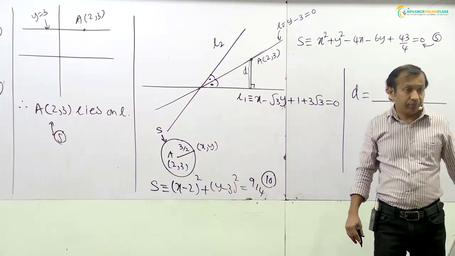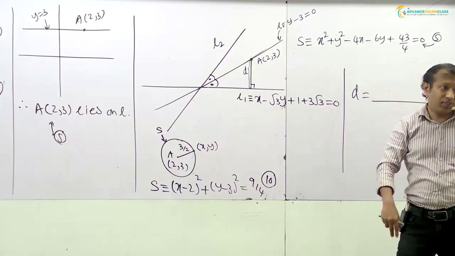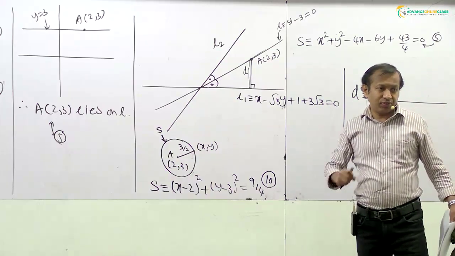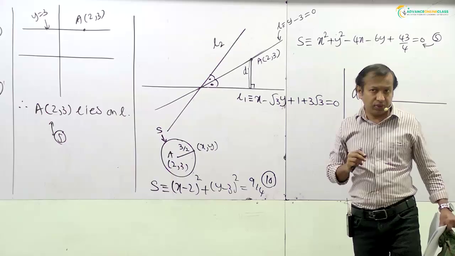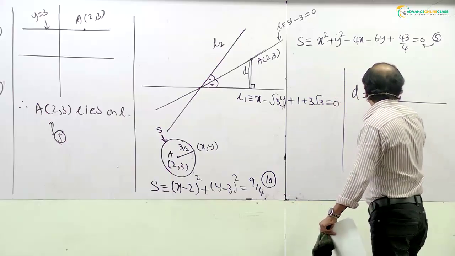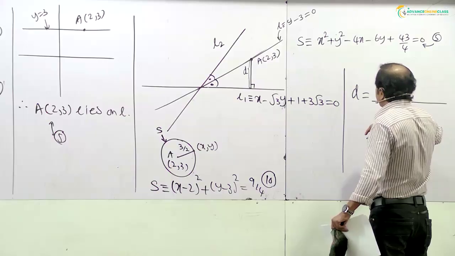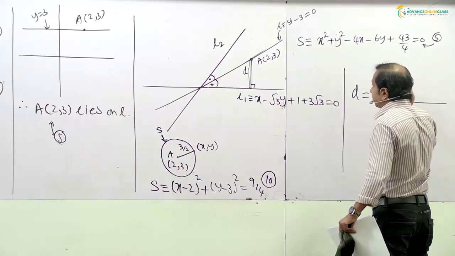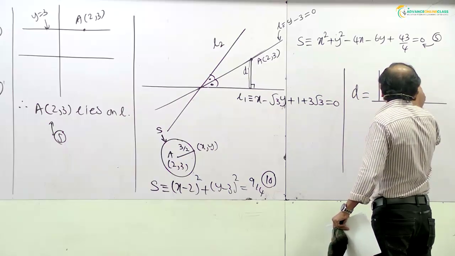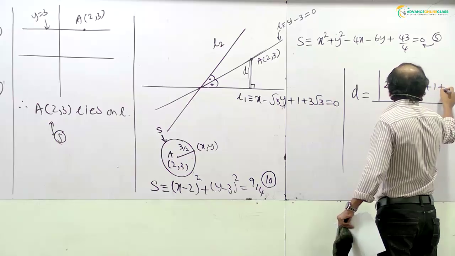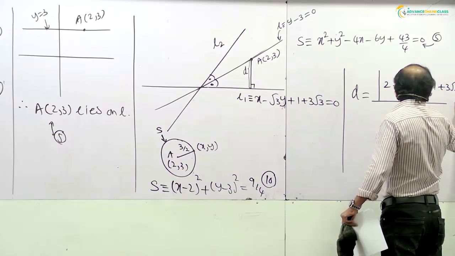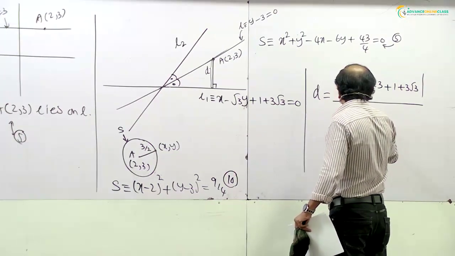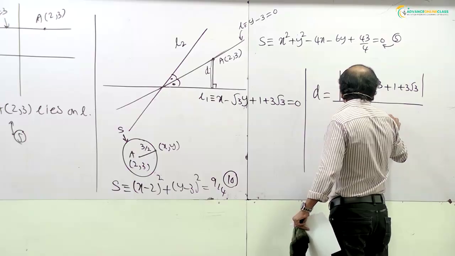Okay. You should have theories in your mind. Otherwise, this class is useless. To get the maximum benefit of the class, you should have the theories. Otherwise, class is just copying something. No point of coming to the class. Right? Put x as 2 here, minus y as 3, root 3 into 3, plus 1, 3 root 3. And here, square root of 1 squared plus root 3 squared.